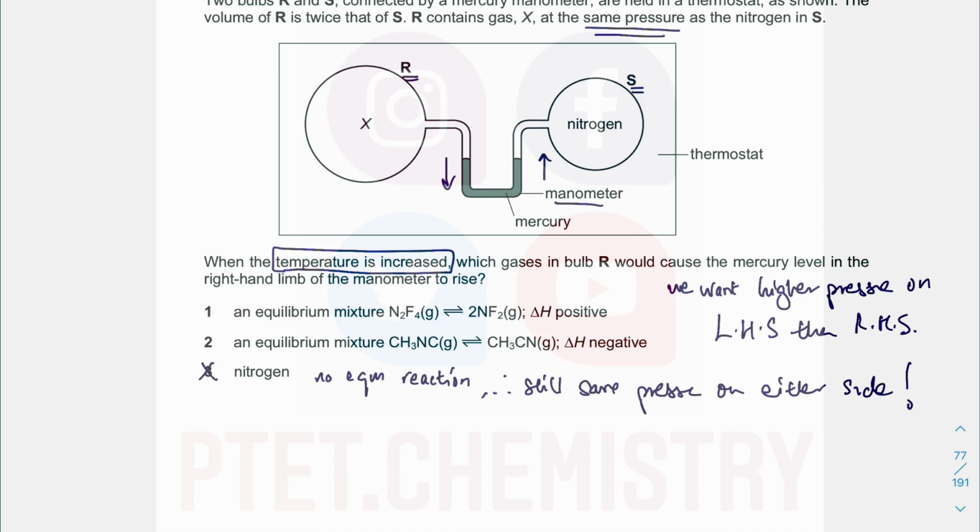I should have checked number 2 first. Number 2 is isomerization. How you can see that this is NC and this is CN. Alright, so the CH3 remain the same, but you have swapped the position. NC becomes CN. So they are different. They are basically isomerizing from one form to another.